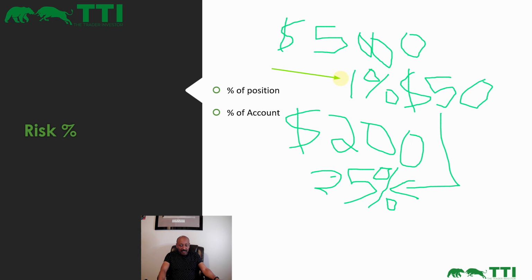For us, this is the key part, because this is tied to account size. This is tied to position size.